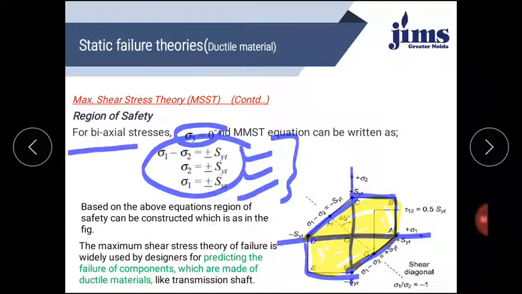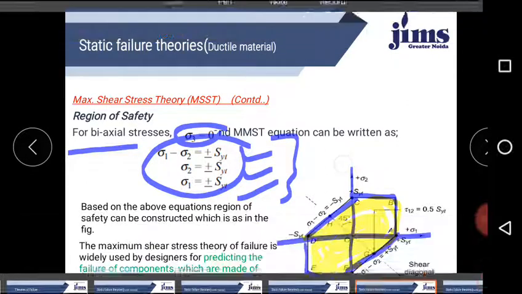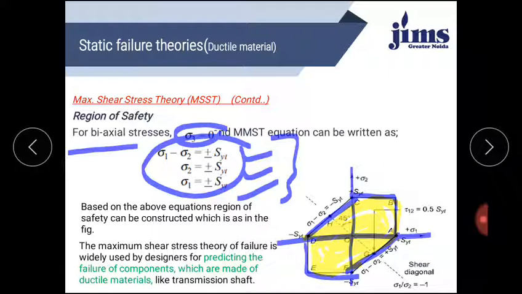So by making this diagram, or by knowing the region of safety, a designer will have some situational or operational data within which we can run our component, or we can use this data to find out the dimension of the component. This is the basis. Based on the above equations, the region of safety can be constructed, which is in the figure. I think we have already calculated.